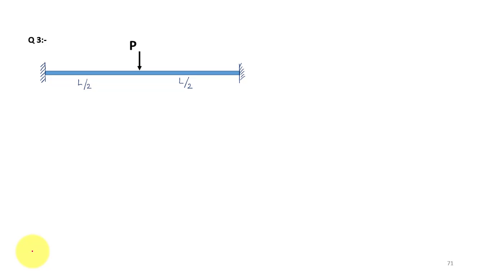Now we will take the next question, question number 3. Your question is to find out the collapse load. We have a fixed beam subjected to a constant load at the center. Find out the collapse load Pc.